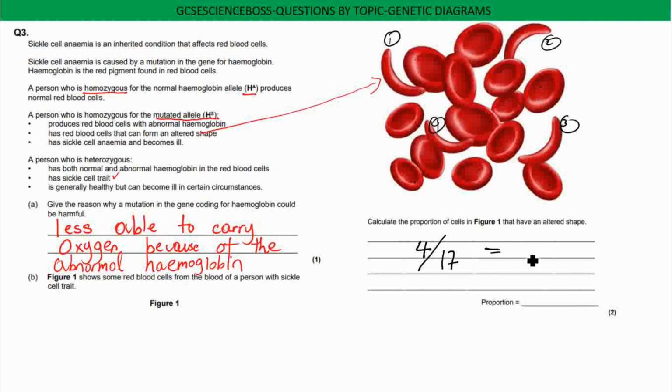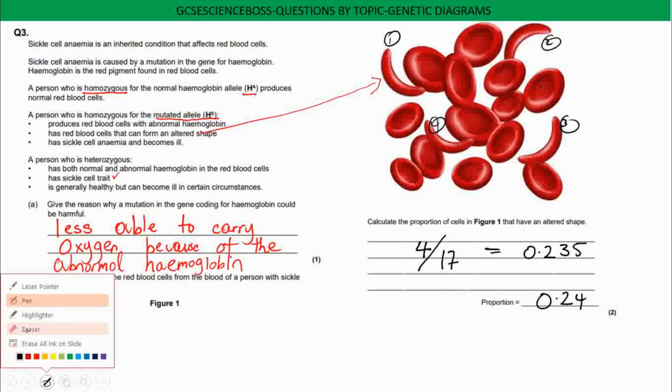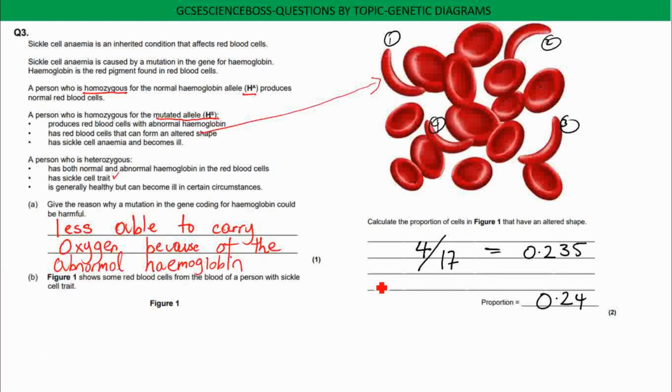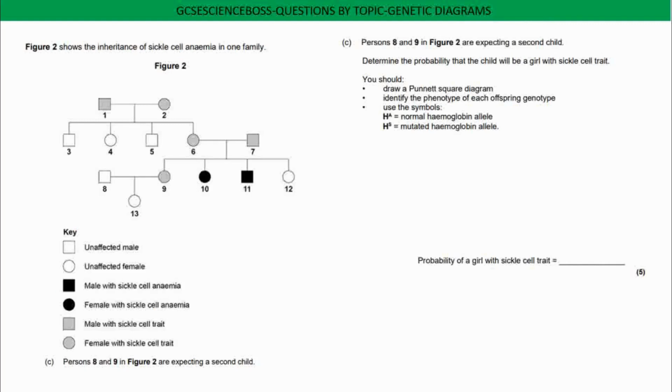When you put that on your calculator, you should get 0.235. So if you round that off, 0.24. Okay, good. All right, that wasn't difficult. It just involves counting up the number of red blood cells which have an altered shape. There are times that these questions throw you off as a student, but sometimes you just need to read the question twice.